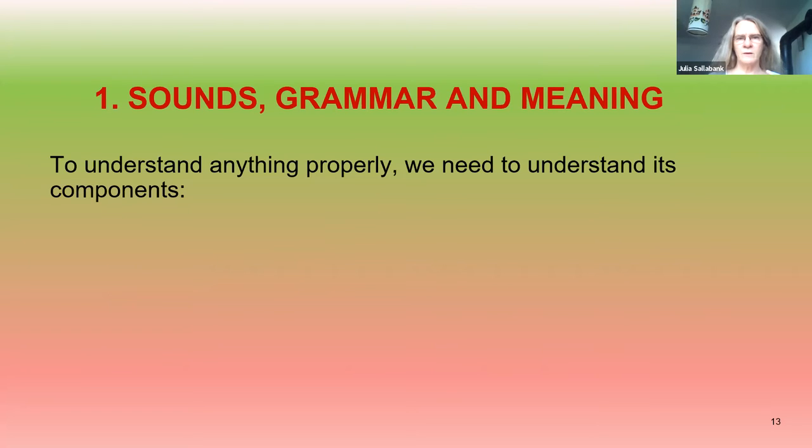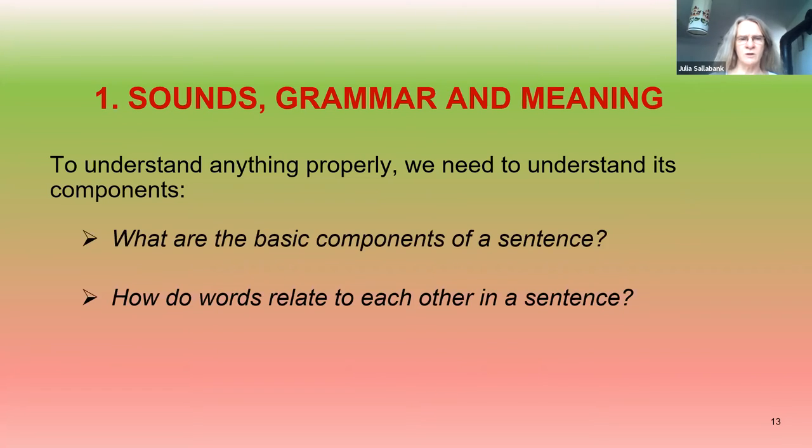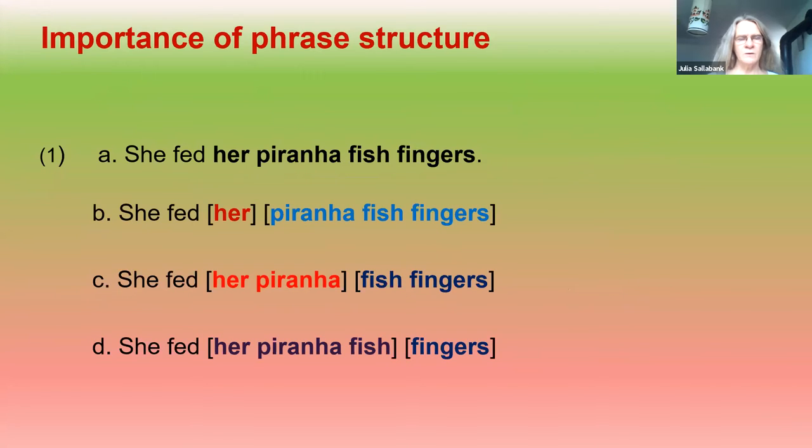So first of all, about sounds, grammar and meaning, the basic building blocks of language, as I said earlier. So we need to understand the components of language in order really to understand what's going on in language. So what are the basic components of a sentence, and how do words relate to each other in a sentence? This is really what we're talking about with regards to syntax and word formation. So one of the areas that we study is phrase structure, how a particular utterance may be structured and how words go together to make meaning.